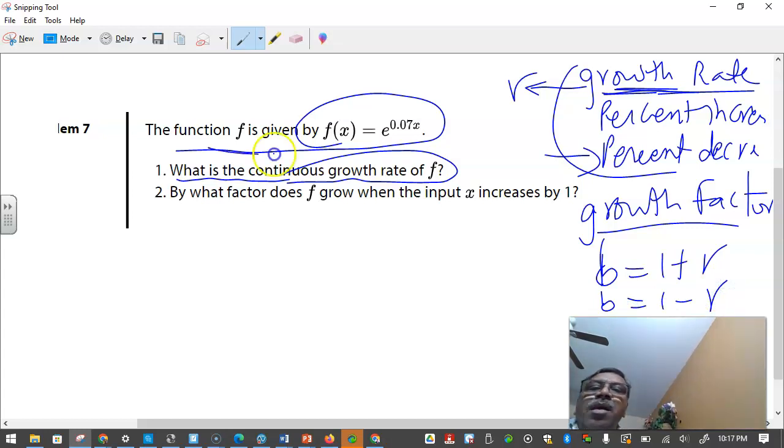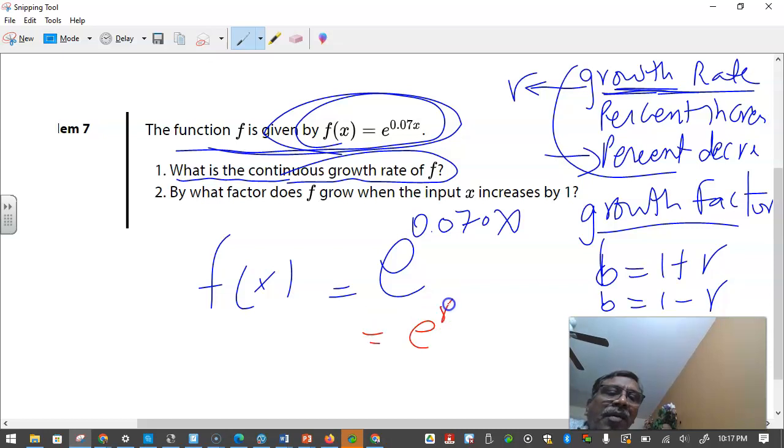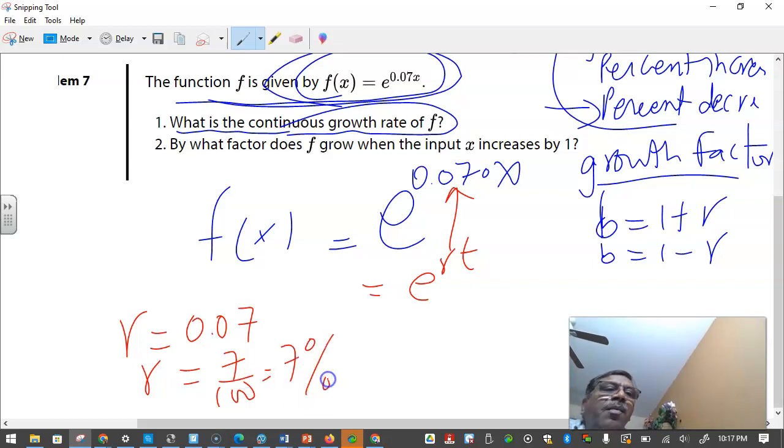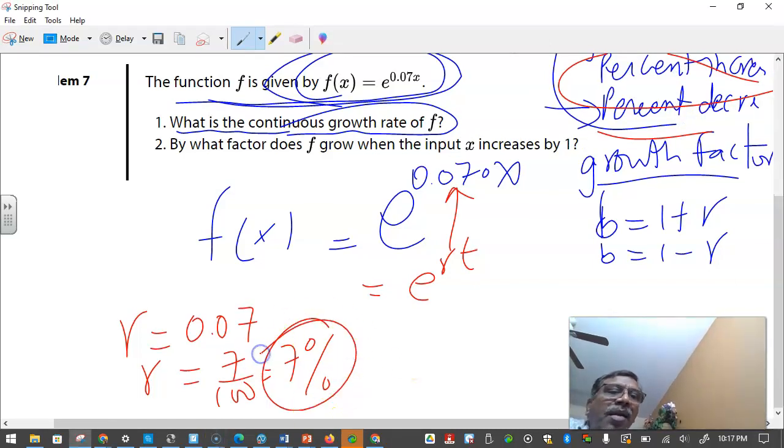Be careful. Now, there is a function given, f of x, in the exponential form, and especially e is used. So what this basically means is, if you compare it with e raised to rt, the r is 0.07, which is 7 over 100, 7%. So there is a percent increase of 7%. That's all that means. That is the continuous growth rate.